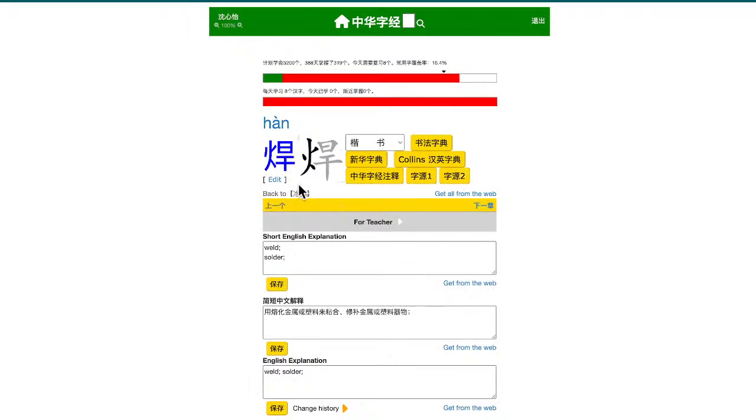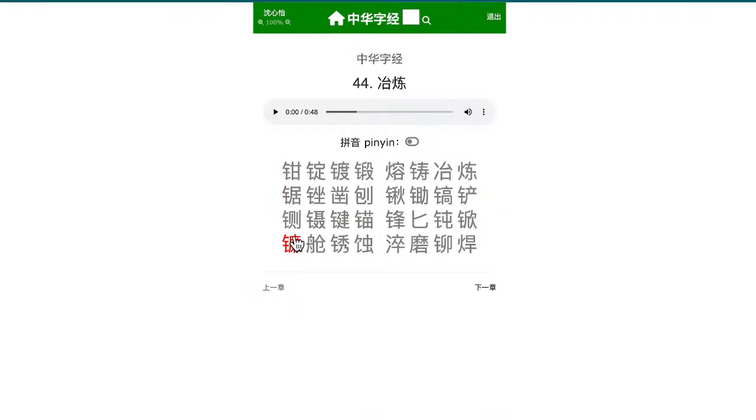Okay, so that's all for today. Basically these are characters describing a metal tool, a metal object, or some type of metal processing work. Okay, so that's it for today.